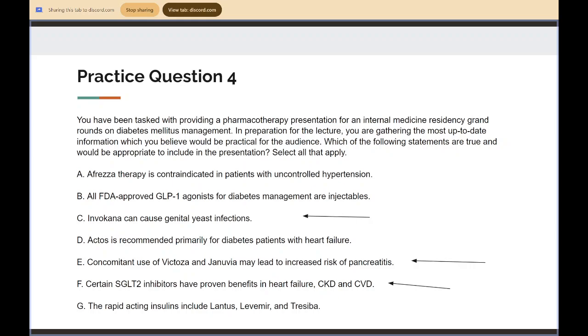Next, we have choice C. This is true. SGLT2 inhibitors can lead to an increased risk of bacterial and yeast infections. Answer choice B is false. Semaglutide comes as both an injectable, which is Ozempic, and an oral tablet, which is Rybelsus. And of course, answer choice A is false. Because it's an inhaled insulin, it is contraindicated in severe pulmonary diseases such as asthma and COPD.